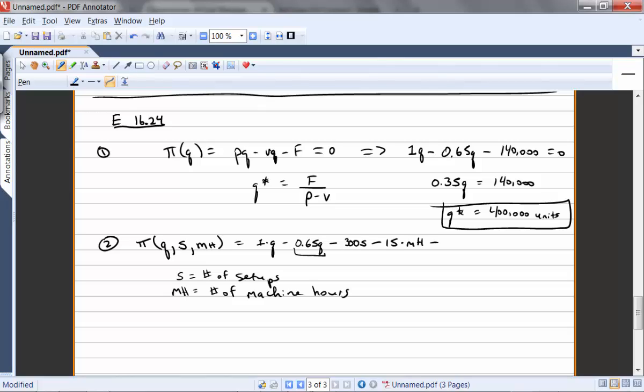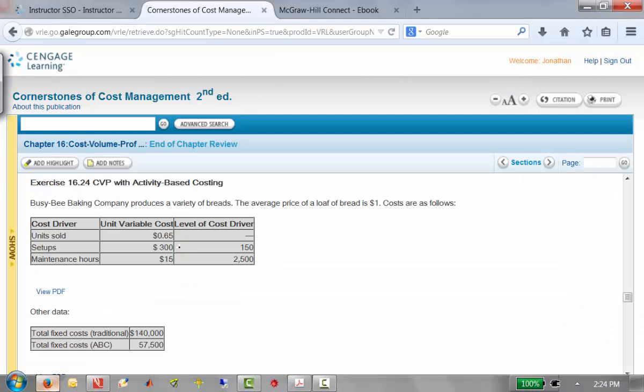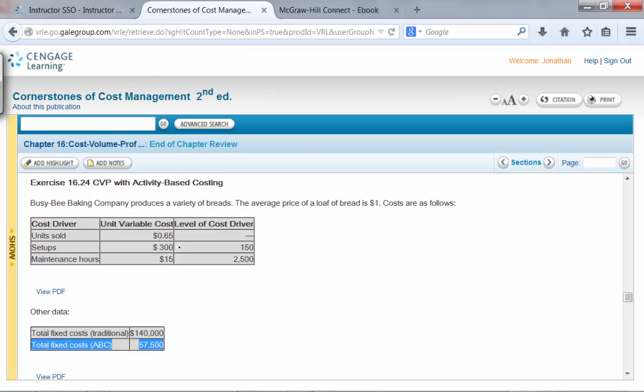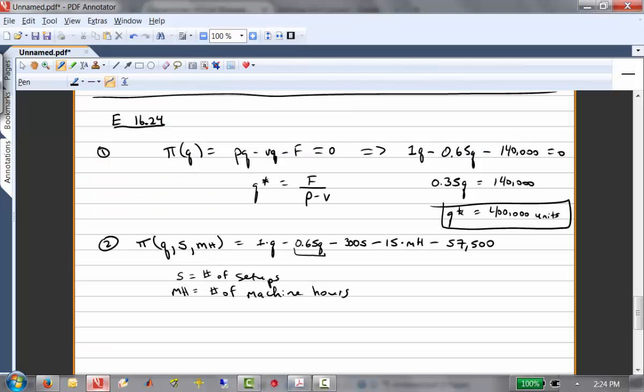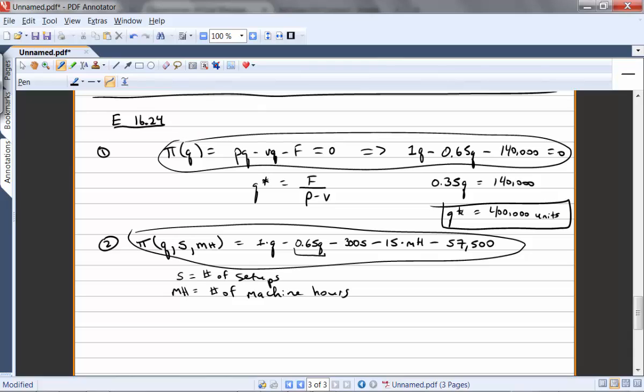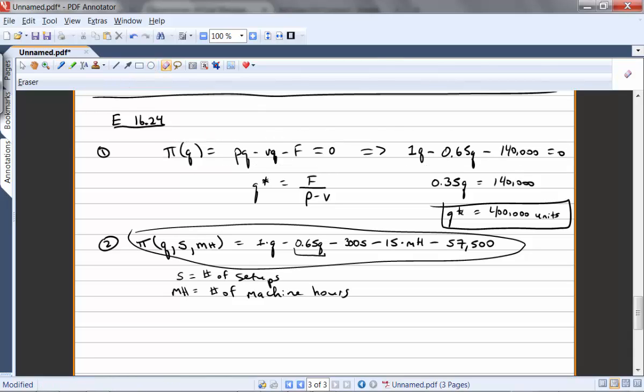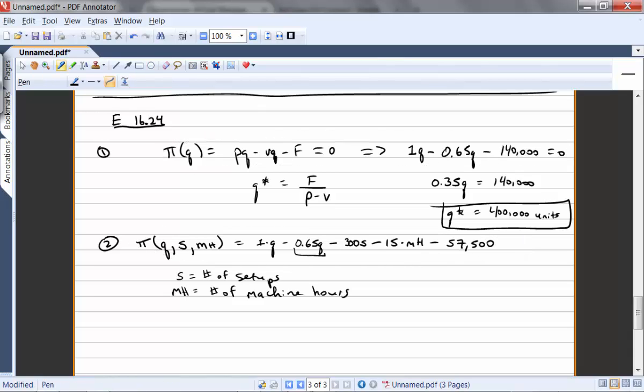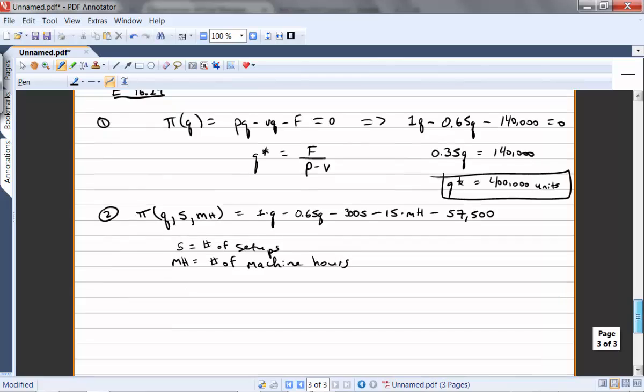And then finally we subtract the fixed expenses, which under ABC we said would be 57,500 right here. So this is our profit equation if we use ABC, and this is our profit equation if we use conventional analysis. Now we take the profit equation under ABC and we can find the break-even point.